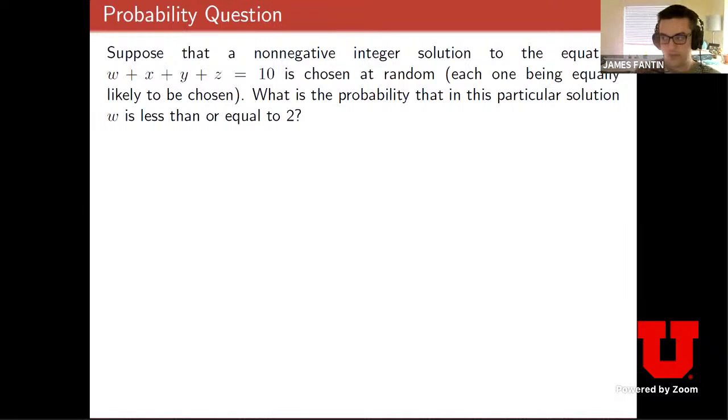So we're supposing that we have a non-negative integer solution to the following equation. And each one of these is selected at random, where each possibility is equally likely to be chosen. We're looking at what's the probability that in this particular solution, the variable w is less than or equal to 2. In other words, there's just 3 options for w. It's either going to be 0, 1, or 2. So let's take a couple minutes to think about this on your own, and then we'll walk through the solution.